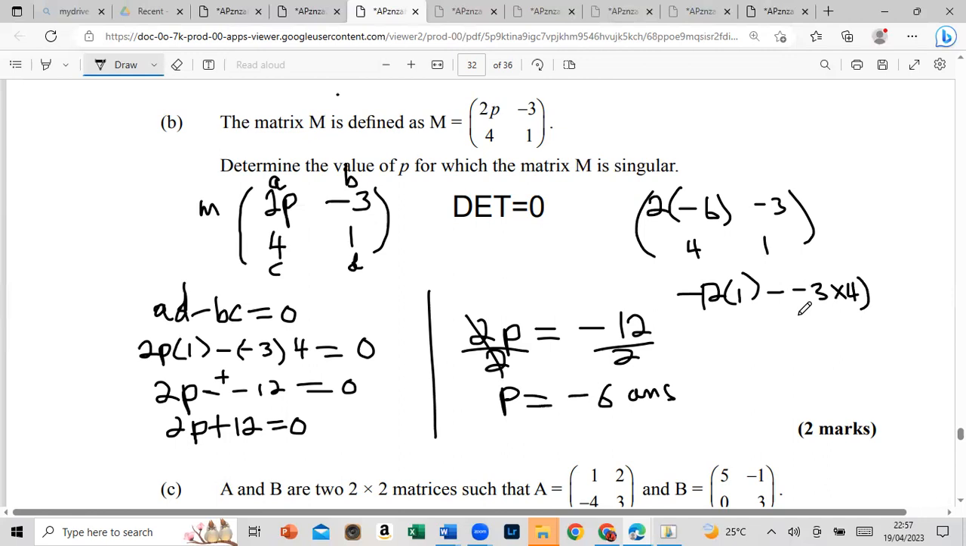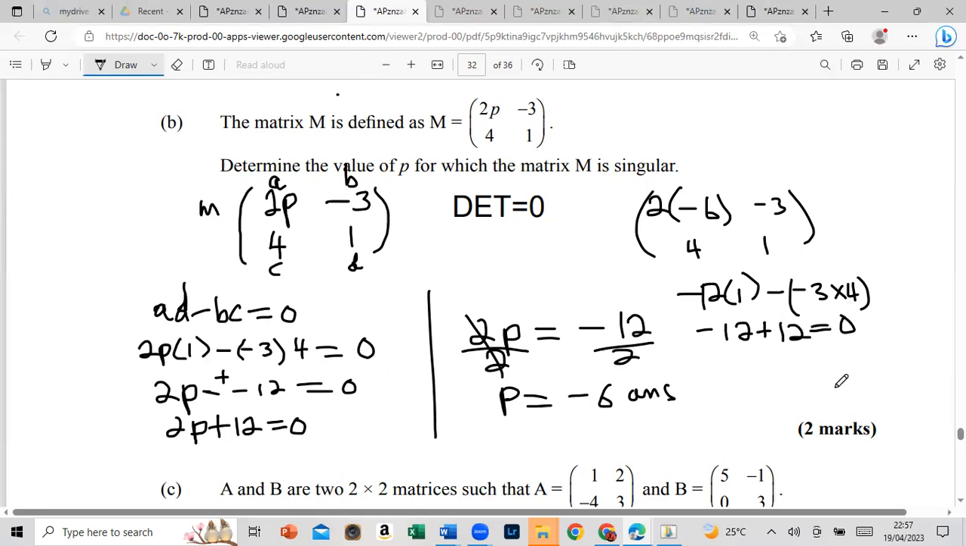Let's work this out. It works out to 0. This gives us negative 12. This times this gives a positive, so I get 12. So therefore, it did work out to 0.